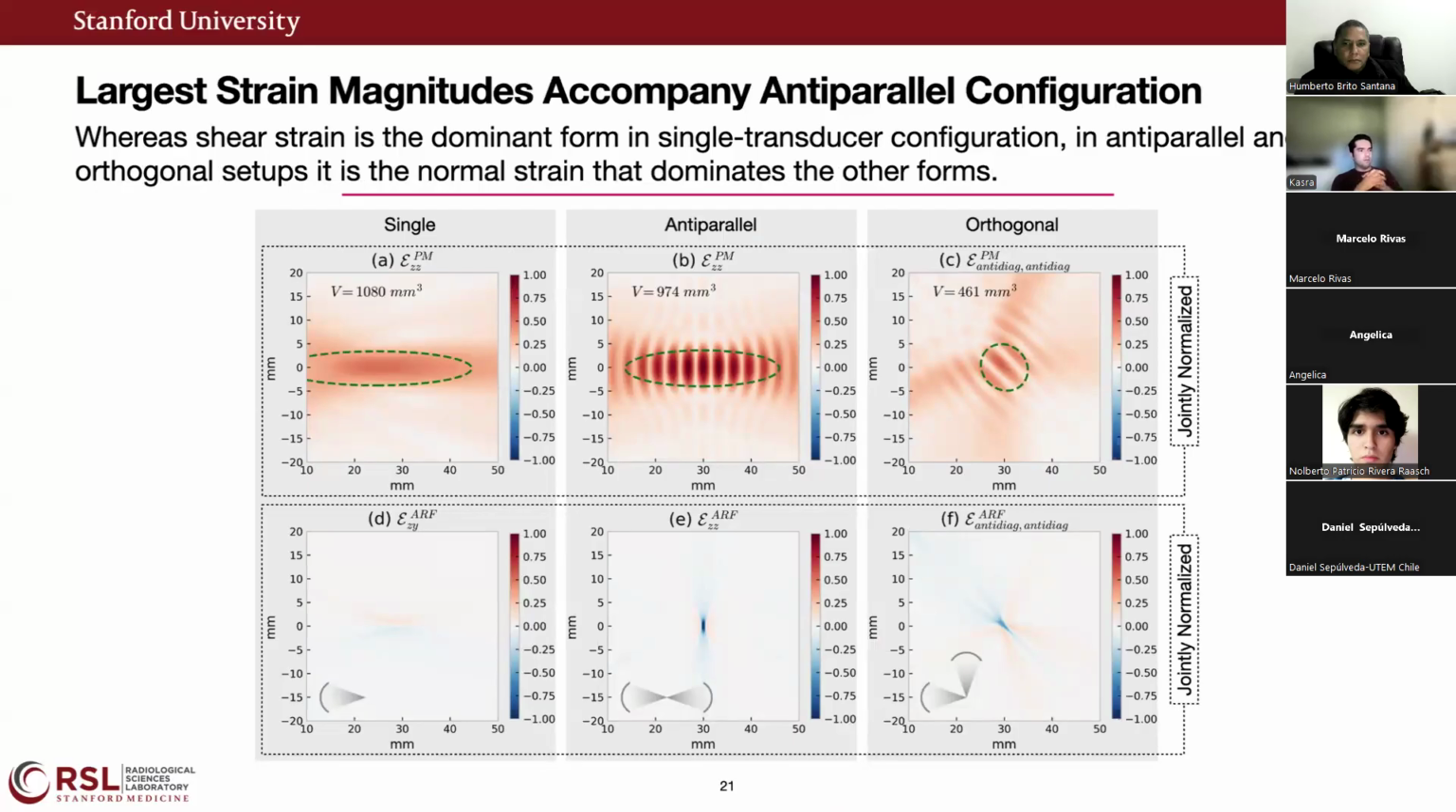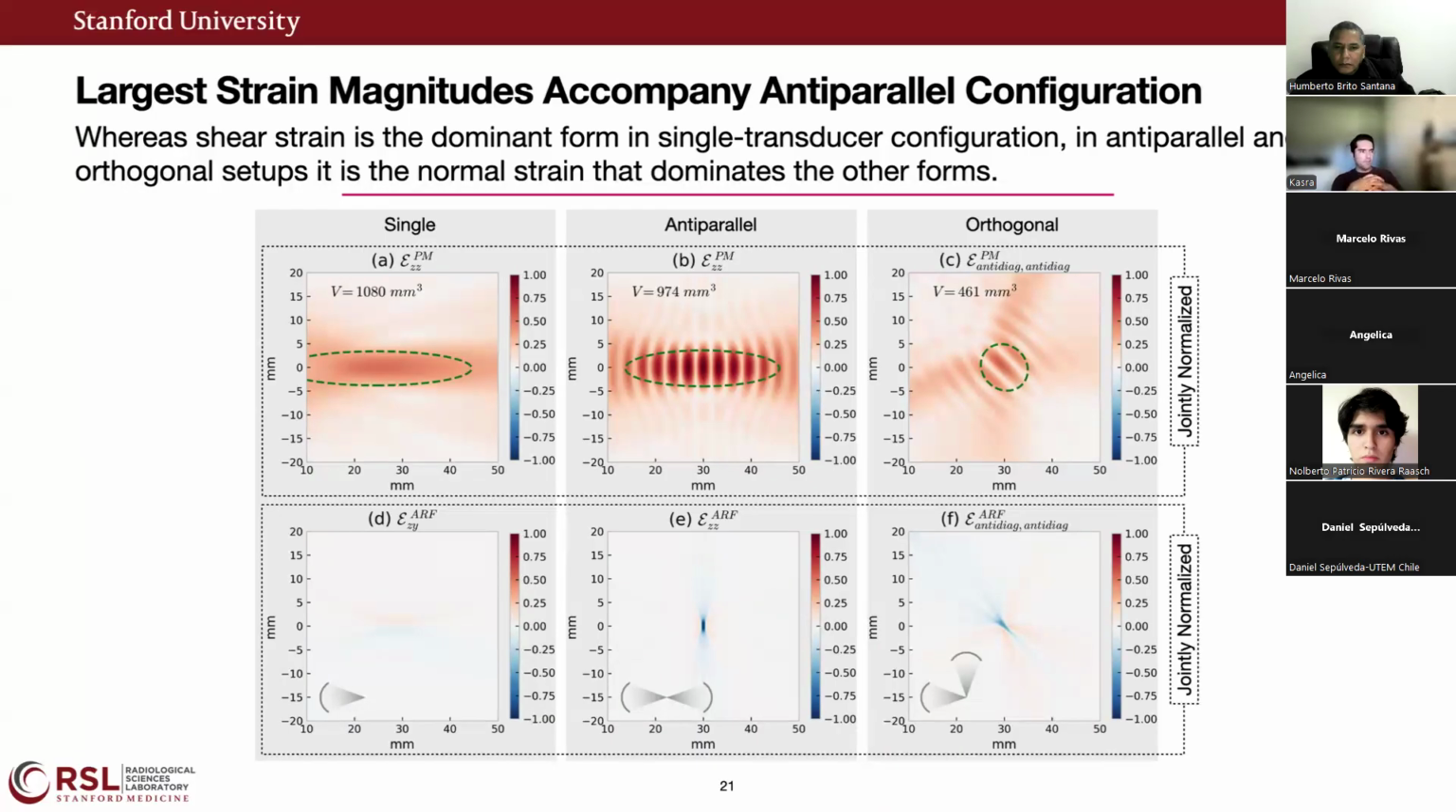Let me first explain the arrangement here. Each column represents one of the configurations. On the left, we have the single configuration, in the middle, the anti-parallel configuration, and to the right, the orthogonal configuration. The top row is only the particle motion strain, and the bottom row is only the acoustic radiation force strain.